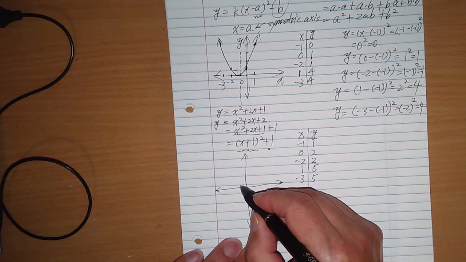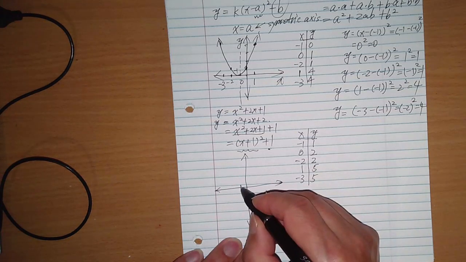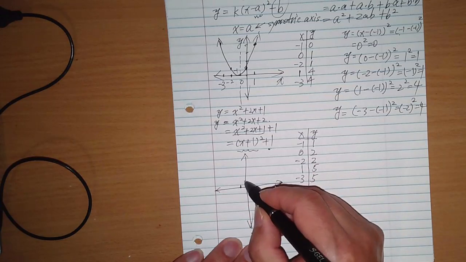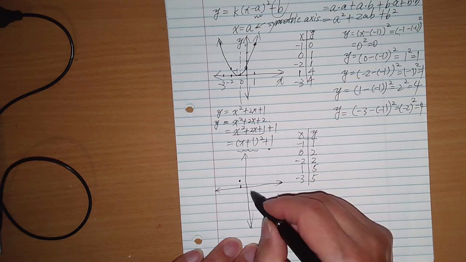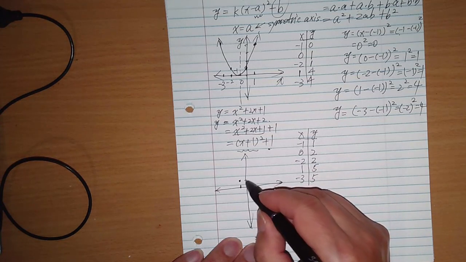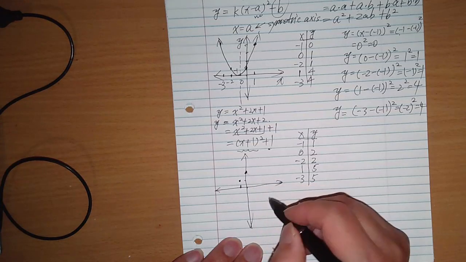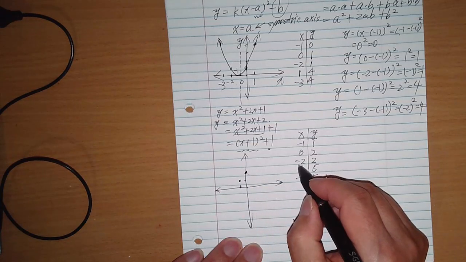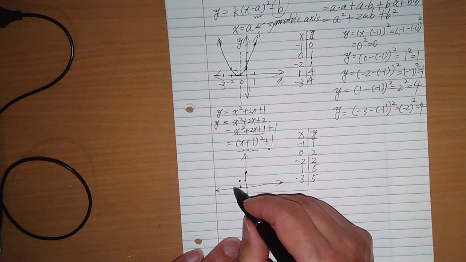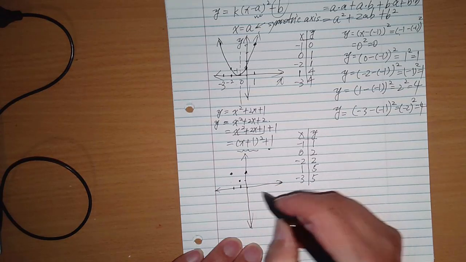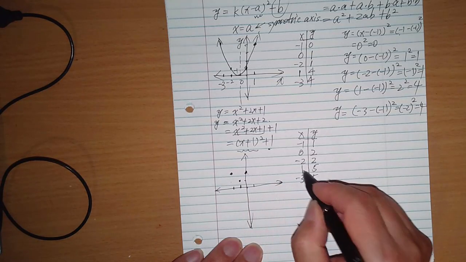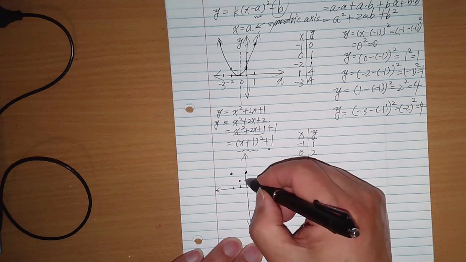So if this is negative 1, we got a 1 right here. When x equals 0, we got a 2, 1, 2. When x equals negative 2, which is right here, we got a 2, 1, 2. When x equals 1, we got a 5.